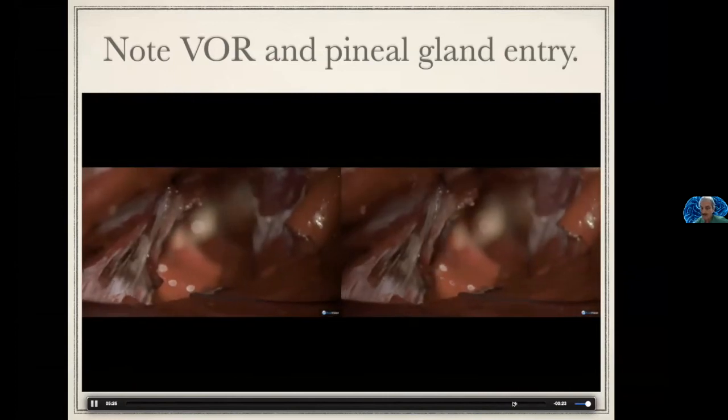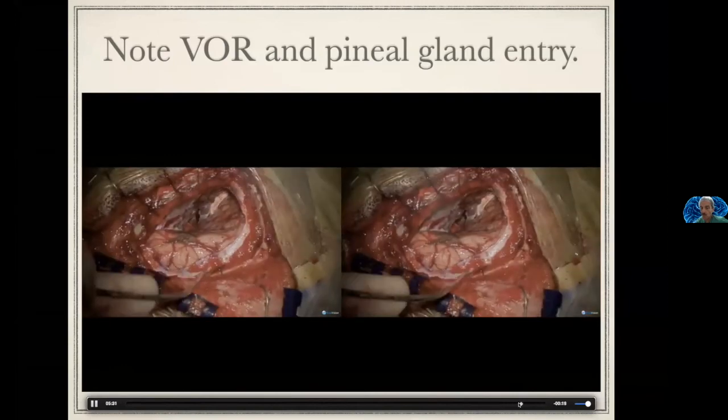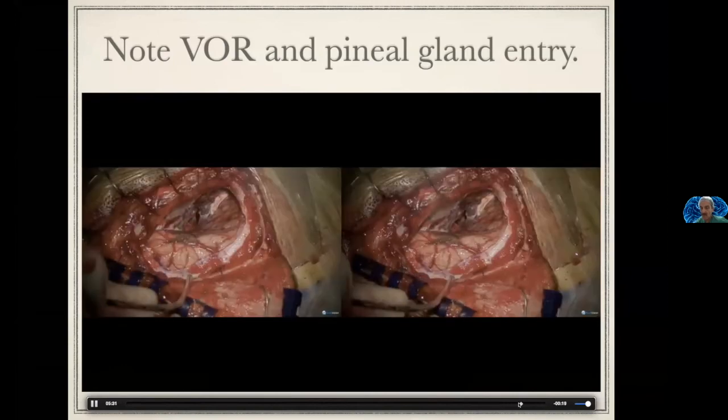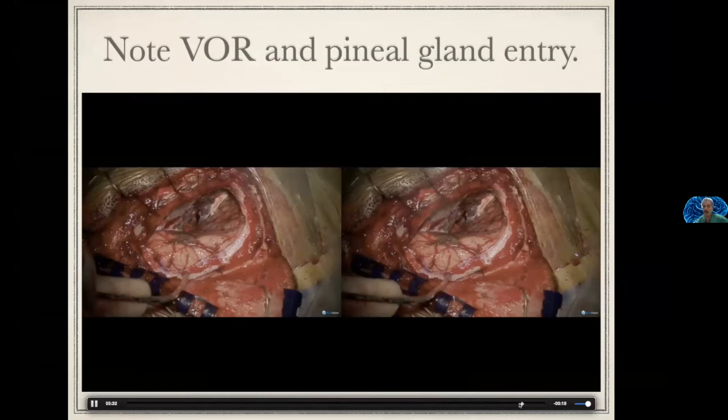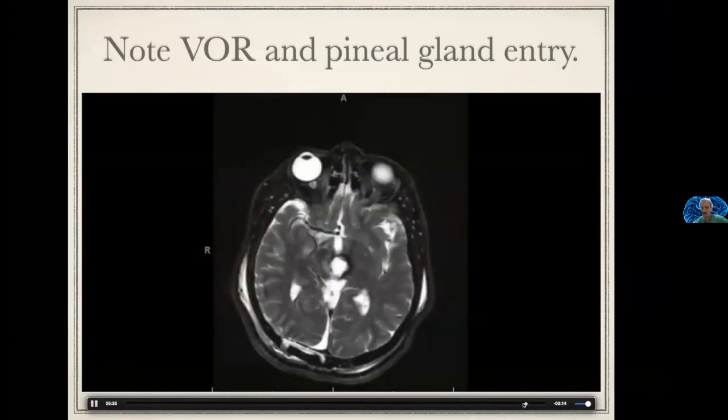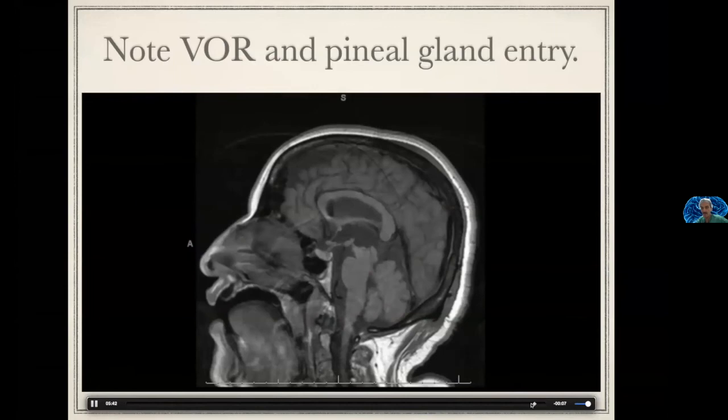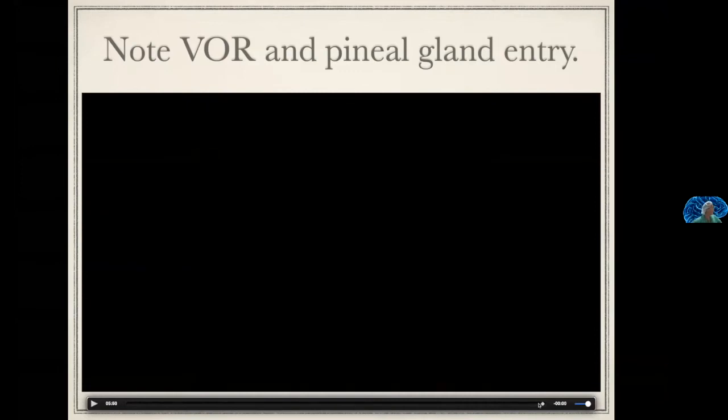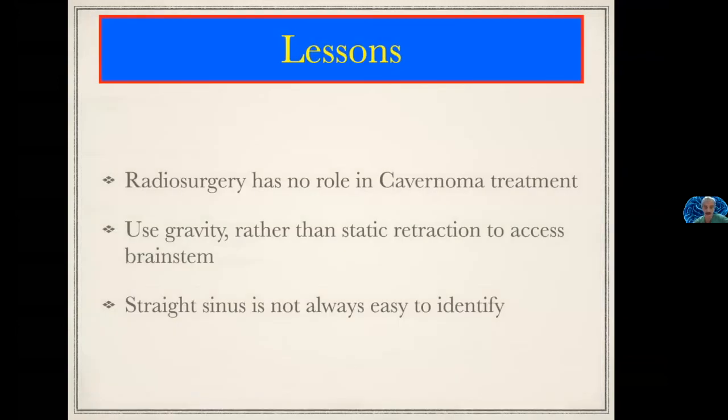So I think this angle of approach was perfect. You can see the brain is very nicely preserved. Look at the room I have from lumbar drainage. And here is a post-op MRI. So the lessons from this case are choosing the angle, visualizing the vein of Rosenthal and the pineal gland entry, and using gravity rather than static retraction. Straight sinus is not always easy to identify.